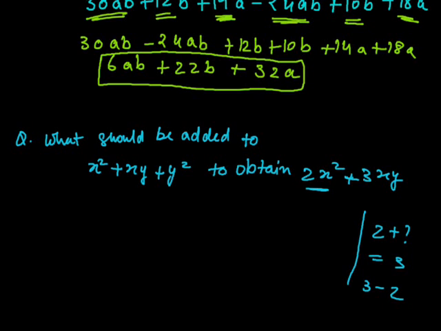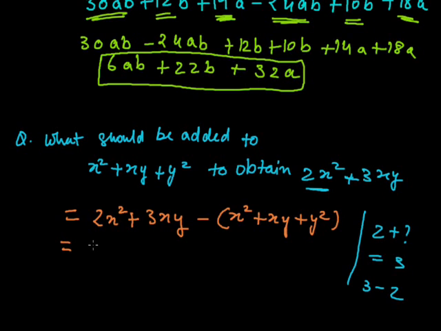So here at the place of 3 it is 2x square plus 3xy, and at the place of 2 it is x square plus xy plus y square. So to get the term which should be added to this, we will subtract x square plus xy plus y square from 2x square plus 3xy, that is 2x square plus 3xy minus x square plus xy plus y square.